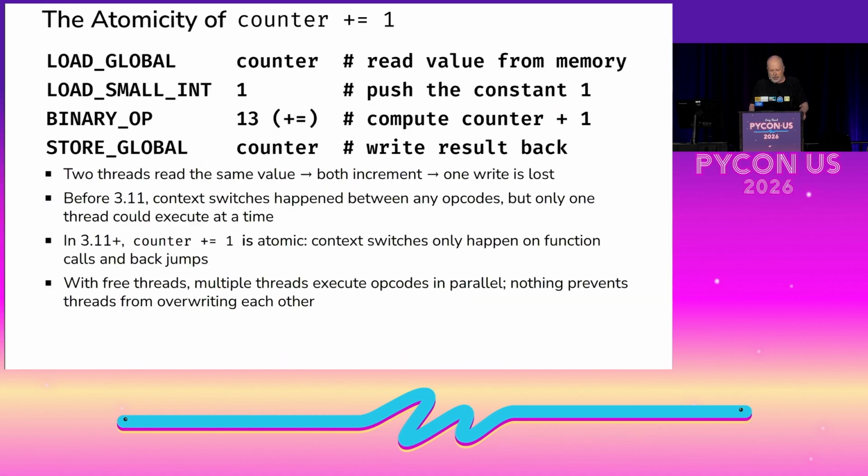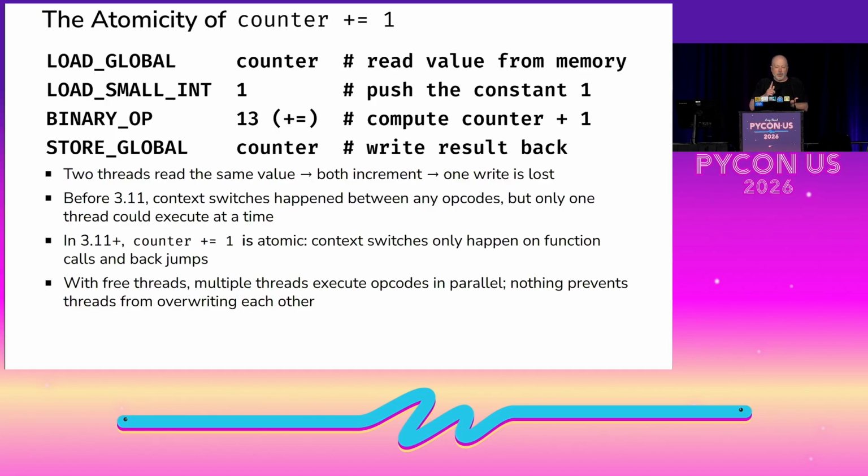The problem here is that counter plus equals 1 looks like a single statement, but it actually is translated into 4 Python opcodes. And if you're familiar with assembly language, opcodes are Python's equivalent of assembly language instructions. Basically, it's a way for us to take all these different ways of expressing code and reduce them to a number of simple expressions.